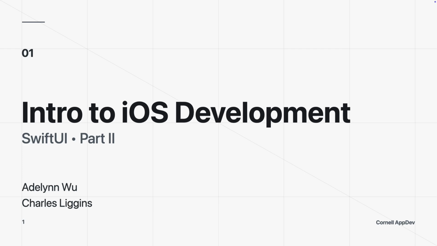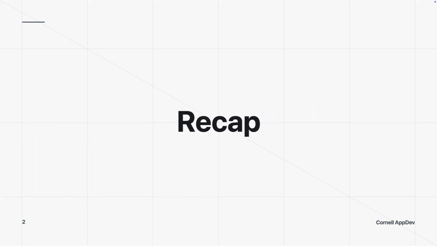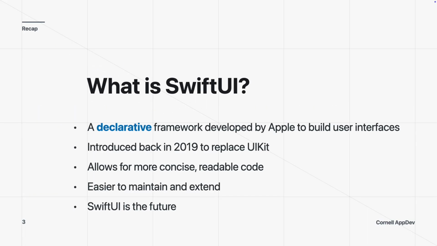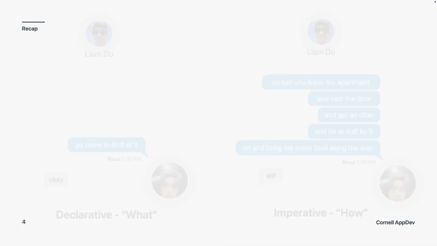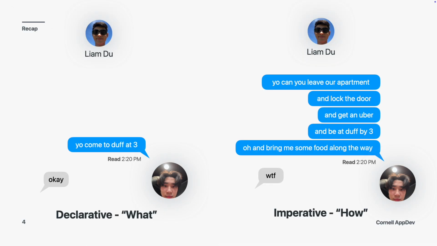Hi, I'm Adeline. And I'm Charles. We'll be going over part 2 of SwiftUI for you all today. Let's start with a recap of last week. Last week we talked about SwiftUI, a new declarative framework developed by Apple to replace UIKit with more concise and readable code. We also talked about the difference between declarative and imperative. Essentially, declarative tells you what to do, and imperative tells you exactly how you're going to achieve your goal.